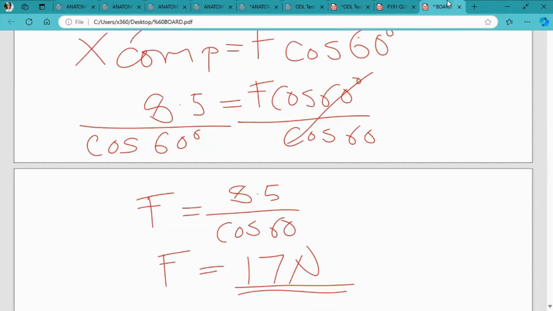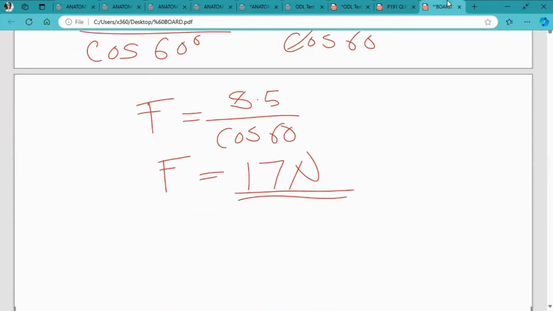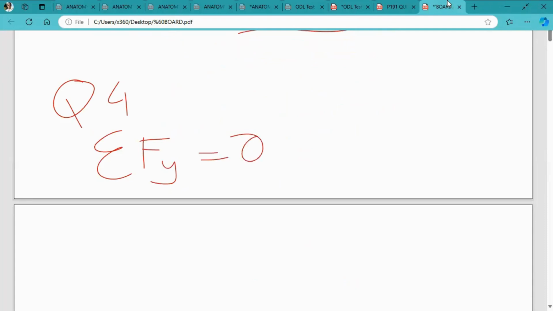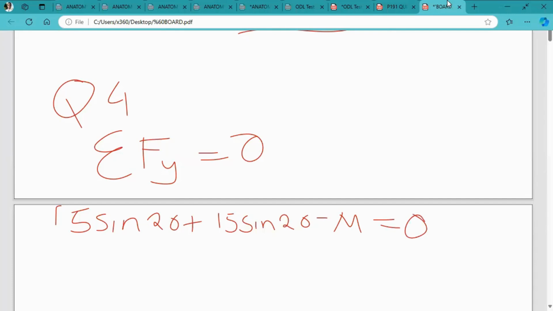So I'll go to my board, and I'll say question 4. Summation of forces in the y is equal to 0. And what forces do we have in the y? We have 15 sine 20 plus 15 sine 20 minus m, which is the mass of that object. I've said it's pointing down, so I'll consider it as negative. This will be equal to 0, like that.